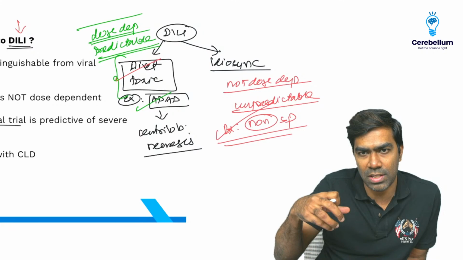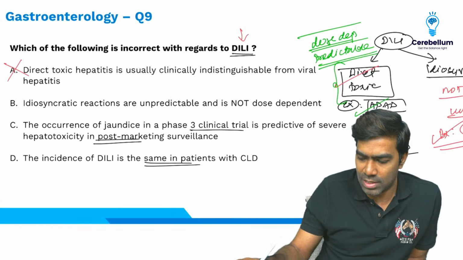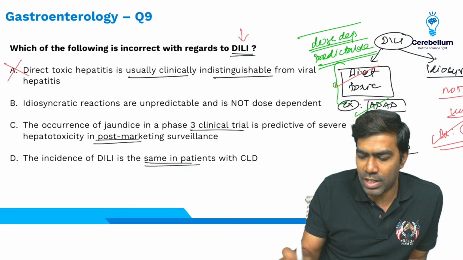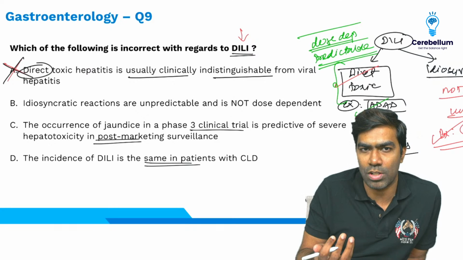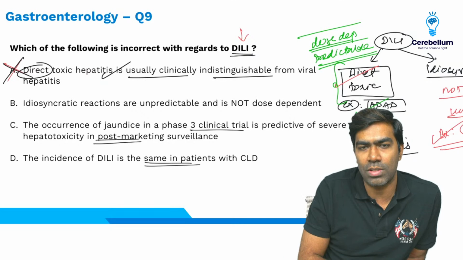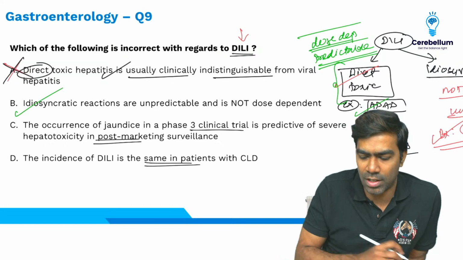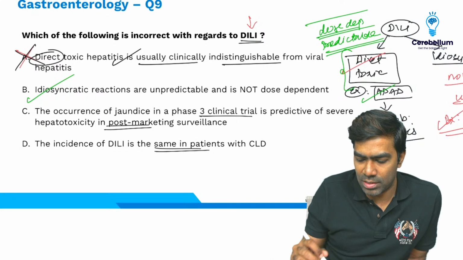So the first statement is absolutely wrong. Direct toxic hepatitis is usually clinically indistinguishable from viral hepatitis. That's wrong. Idiosyncratic reactions are the ones that are clinically indistinguishable. Direct toxic hepatitis will produce signature changes like centrilobular necrosis in paracetamol poisoning. Idiosyncratic reactions are unpredictable and not dose dependent. That's correct, right statement, I told you. And the incidence of DILI in patients with CLD is the same as that of patients without CLD.